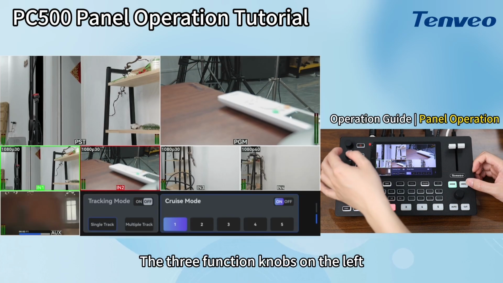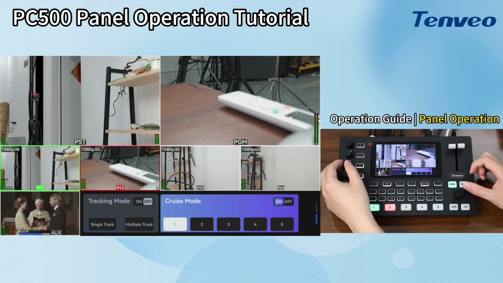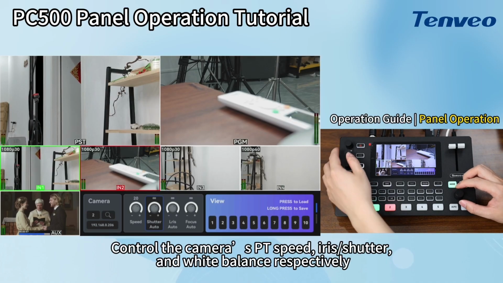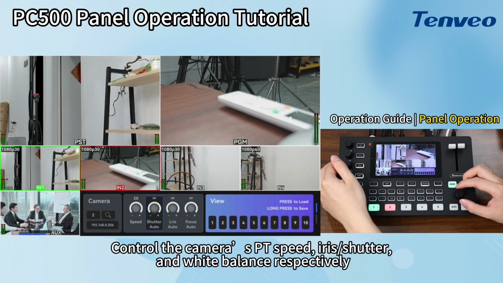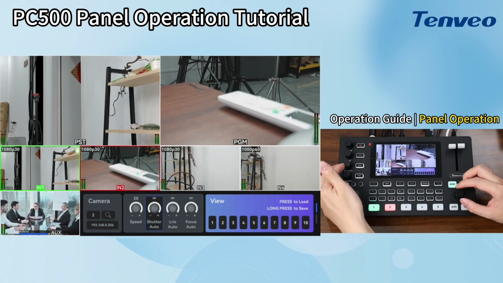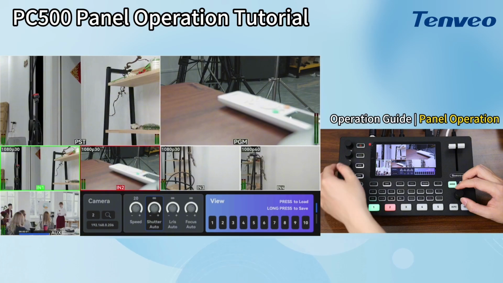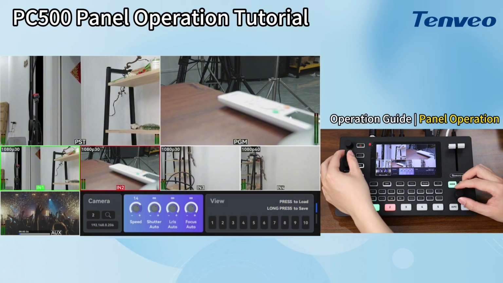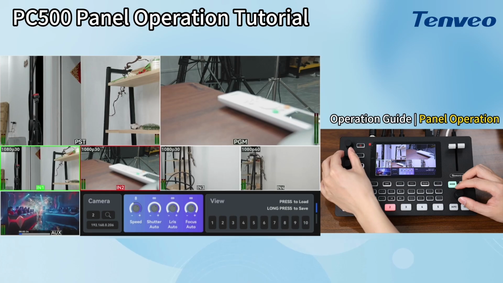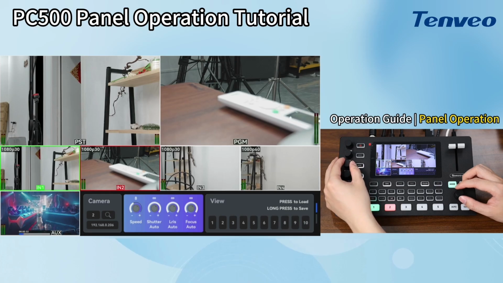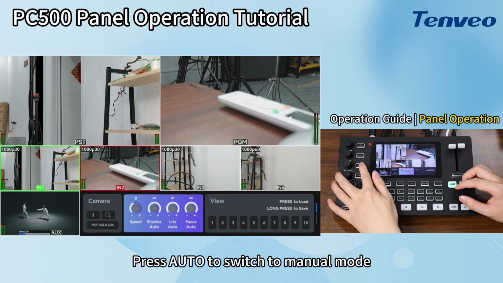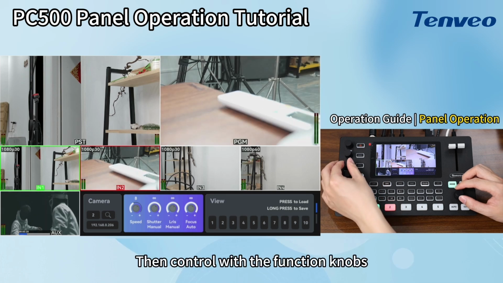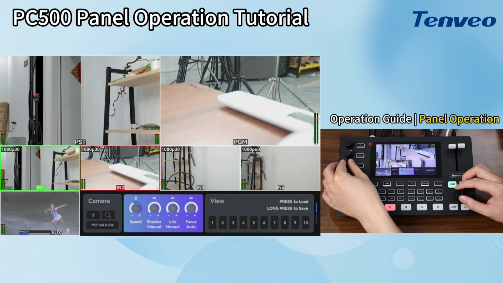The three function knobs on the left control the camera's PD speed, iris or shutter, and white balance respectively. Press Auto to switch to manual mode. Then control with the function knobs.